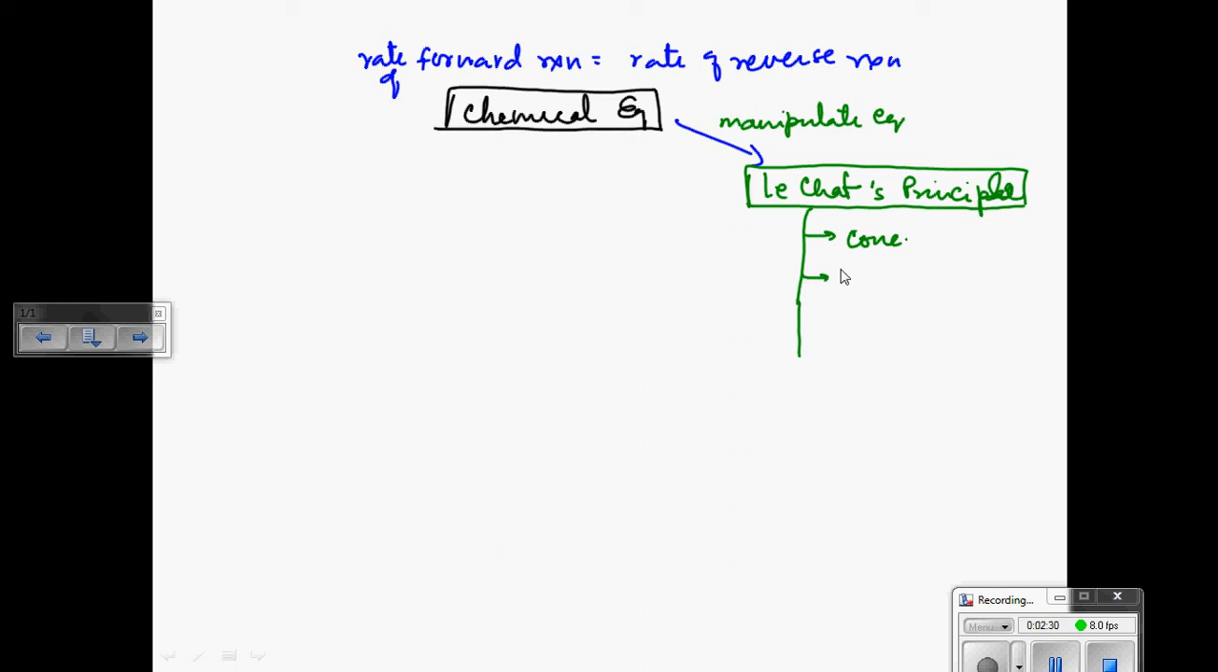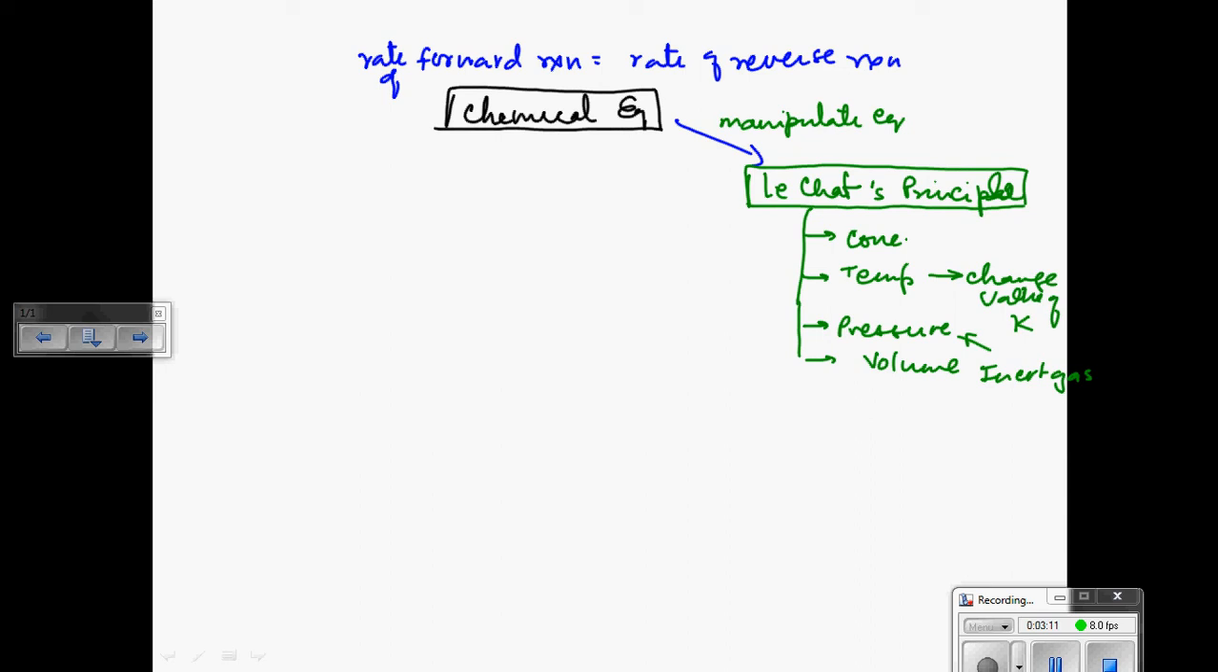You can change the temperature. Remember, temperature changes are the only ones that will change the value of the equilibrium constant, or K. You can even do pressure changes and volume changes. Pressure and volume are kind of tied together, except you can change the pressure without changing the volume by adding inert gas. And when you do that, really there is no effect, because inert gas does not change the concentration of individual gases or partial pressure of individual gases.